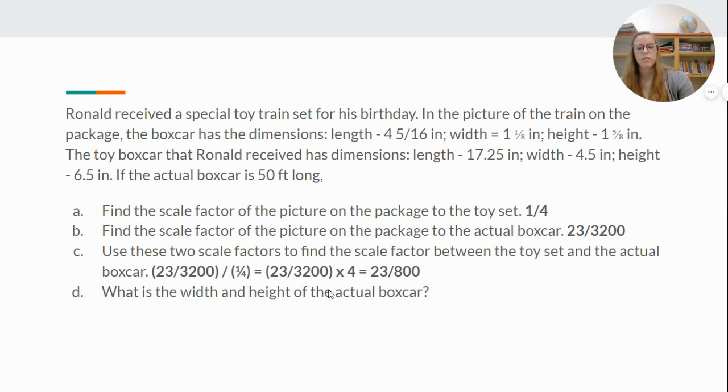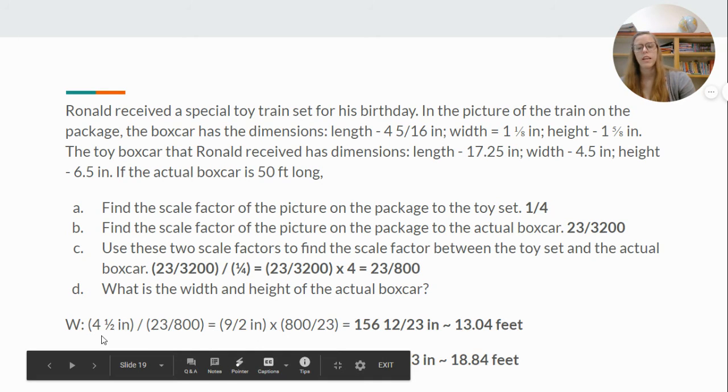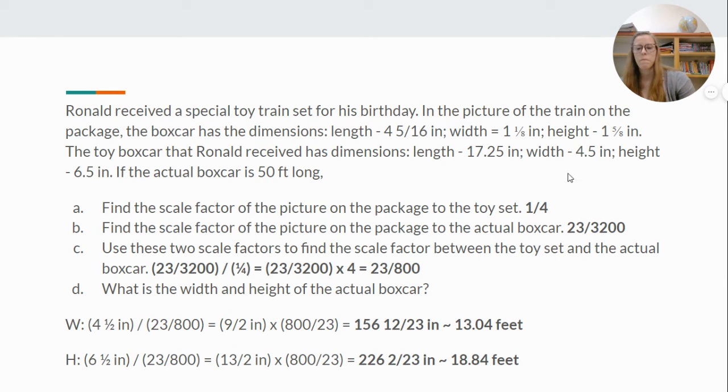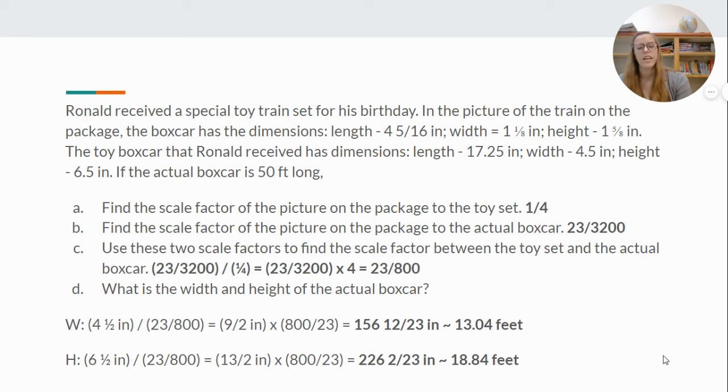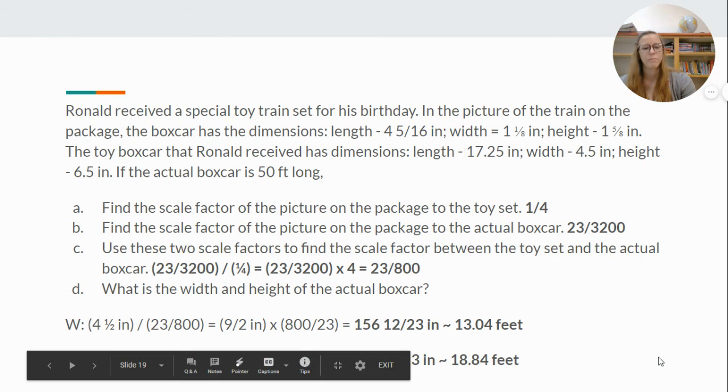Okay, now that we know that, we're going to take the width of the toy divided by the third scale factor to get 13.04 feet, which is the width of the actual boxcar. And then we're going to take the height of the toy divided by that third scale factor, and we get 18.84 feet for the height of the actual boxcar.